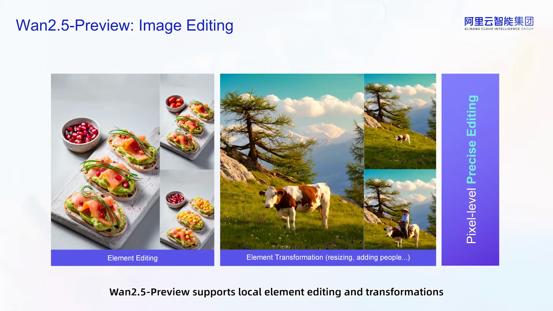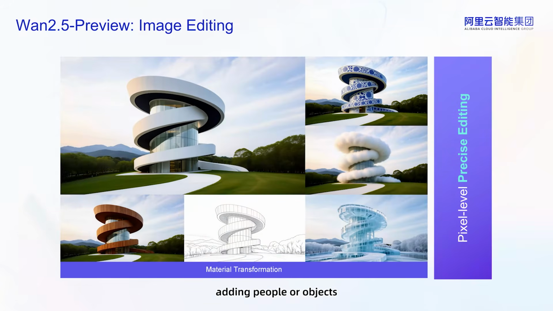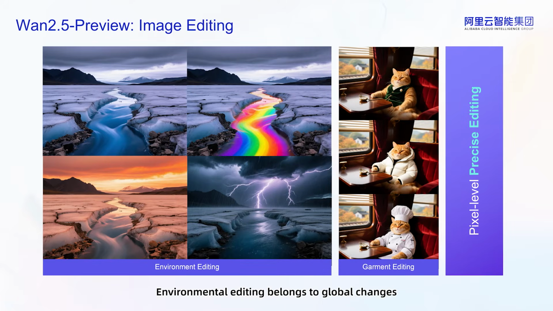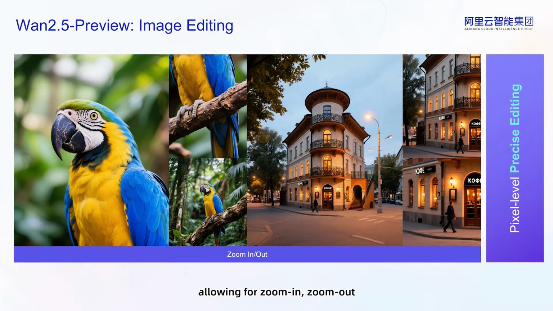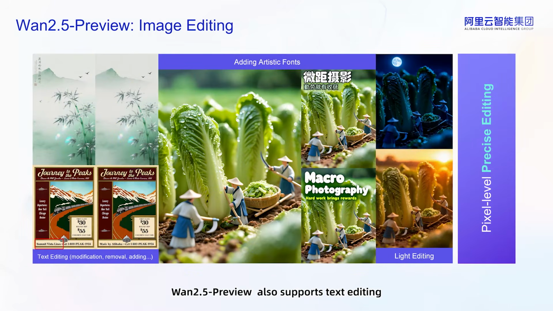Wan2.5 Preview supports local element editing and transformations, such as scaling, adding people or objects, changing building materials, and environmental editing. Environmental editing belongs to global changes, while precise local editing, like the overhead view on the right, allows for zoom in, zoom out, magnifying glass, and image expansion effects. Wan2.5 Preview also supports text editing, including modification, removal, and addition, allowing artistic text to be added to existing images, as well as global lighting editing.